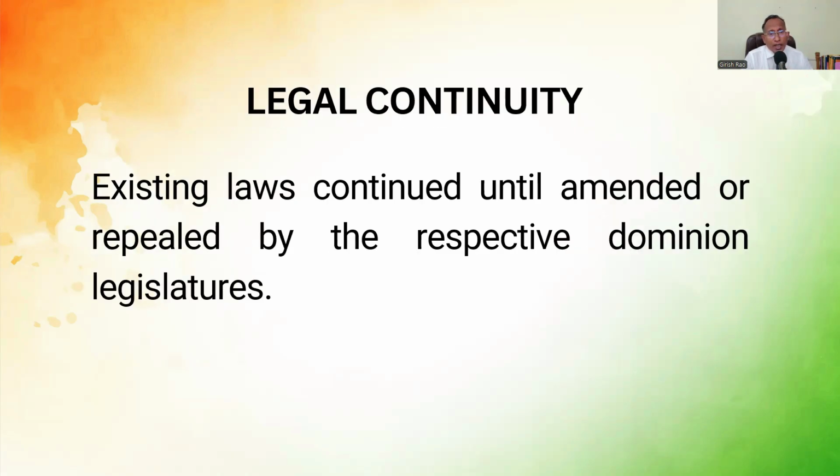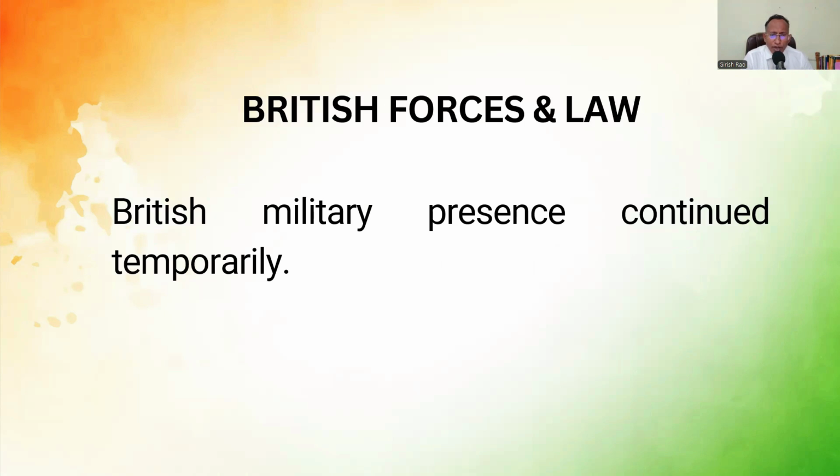All existing laws, until they were amended or repealed by the respective countries, were to be continued. Dominion is the word used in that Indian Independence Act. As I told you, British forces were also divided, and the original British forces were to be continued for a temporary period of time. British forces means those who were supposed to go back to Britain, and they were to be here for a temporary period. So that was also made a part of our Indian Independence Act.